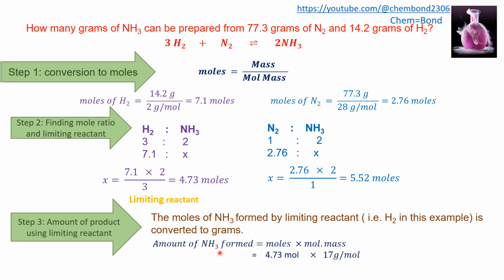So the amount of ammonia formed is equal to moles multiplied by molar mass. Moles is equal to 4.73 moles, that is produced from the limiting reactant, multiplied by 17, the molar mass of ammonia. We will get 80.41 gram of ammonia that is produced during the reaction.